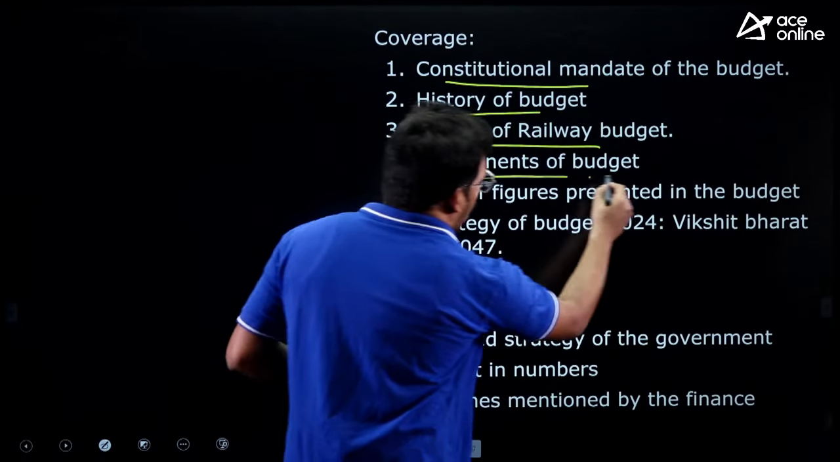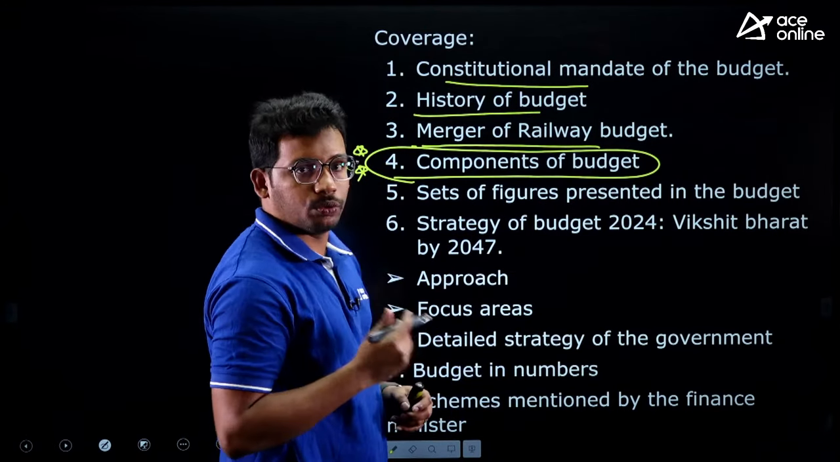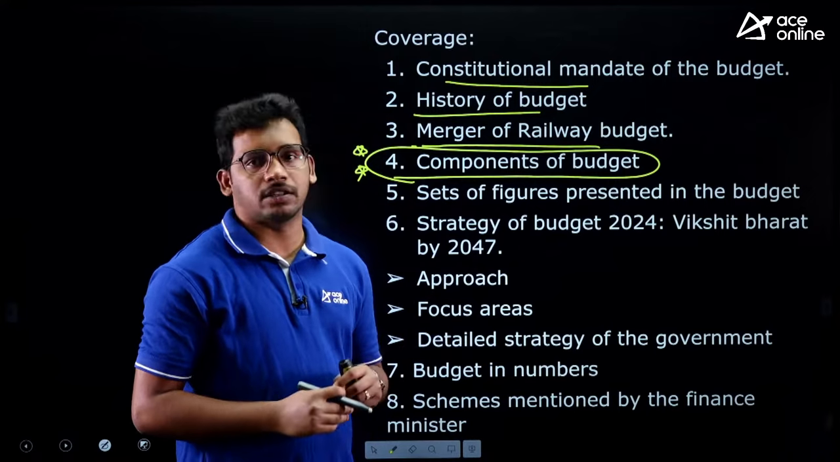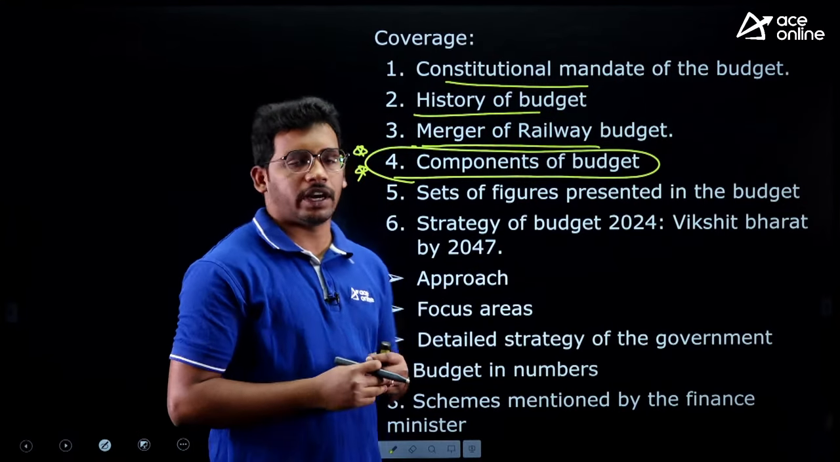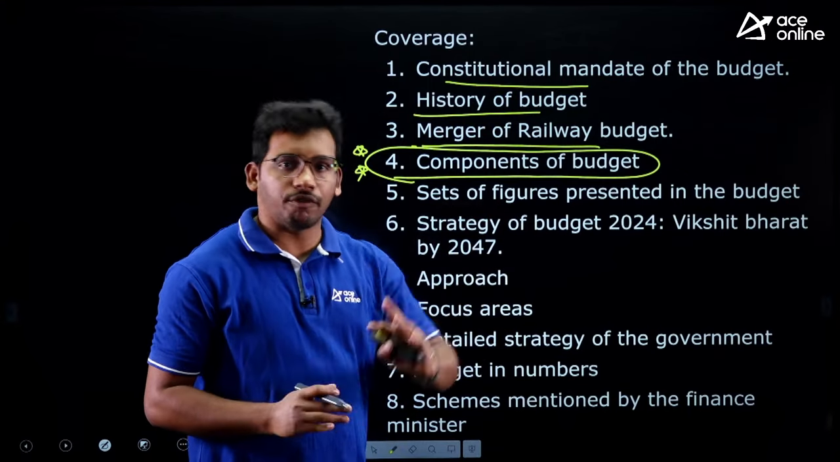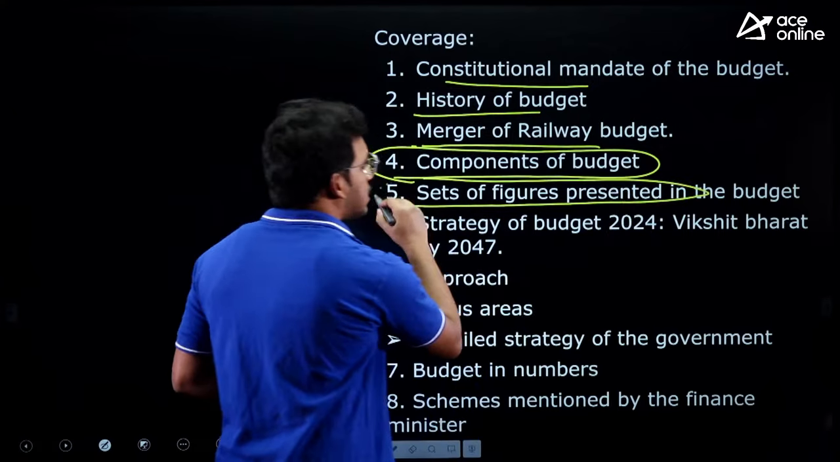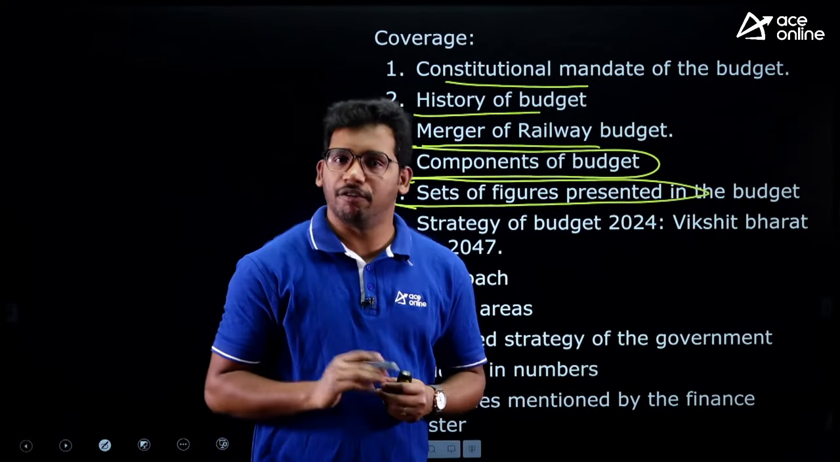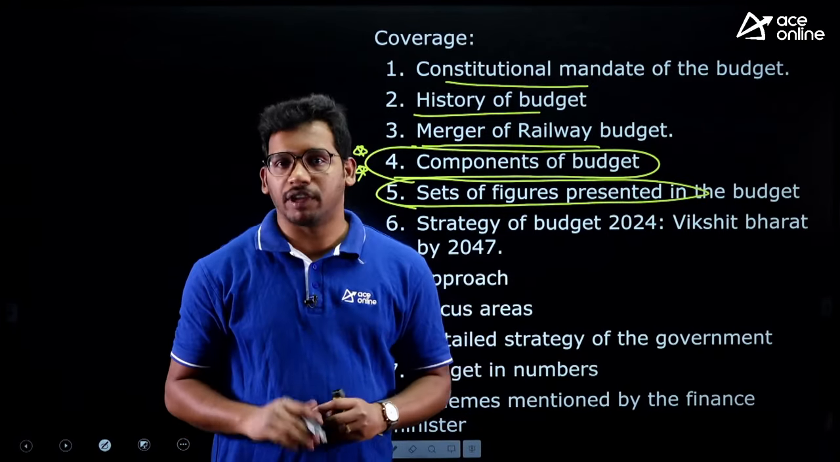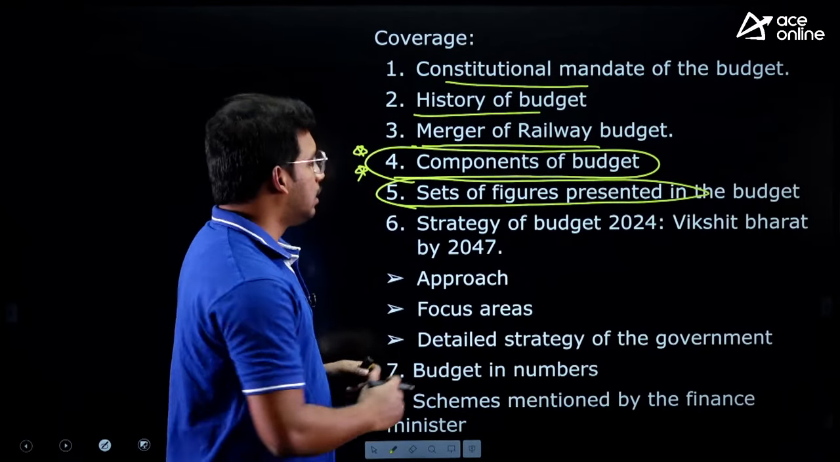And then the components; this will be a little bit conceptual. You need to understand it before going to the facts. There are four components within receipts and expenditure. We will see this, then we will go for the factual things. Then there are three sets of figures which the government is going to provide every year. Those three sets of figures are very important and we will also see them in detail.